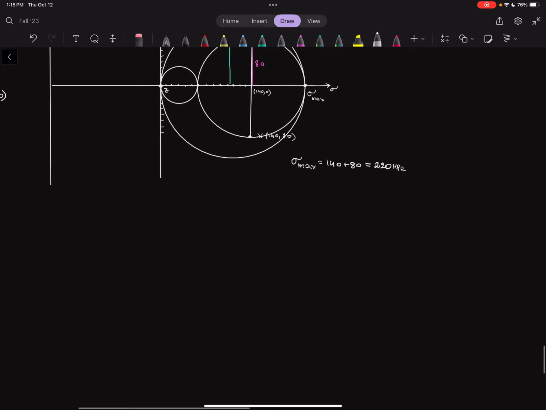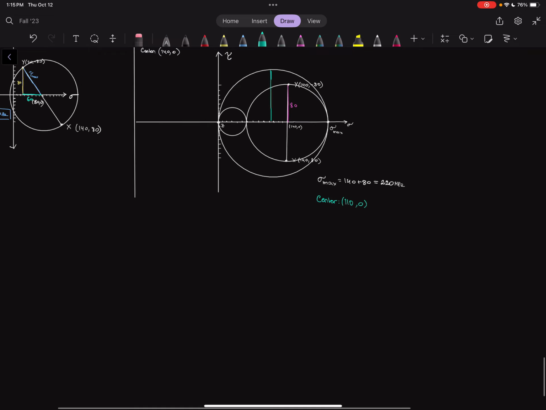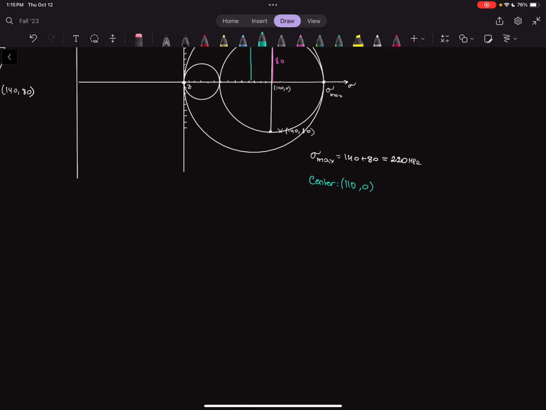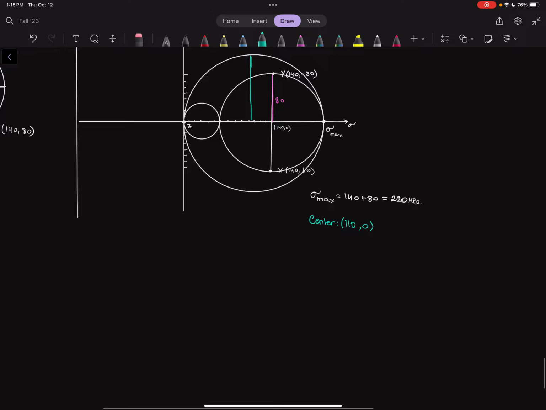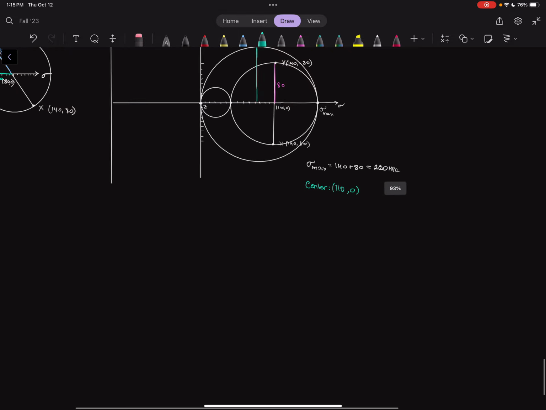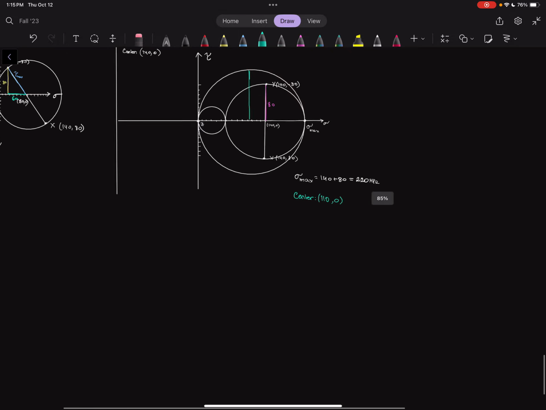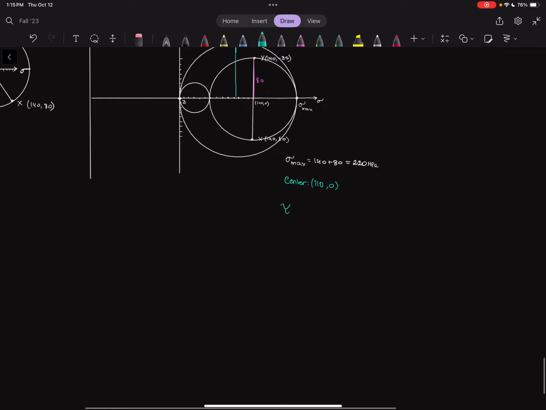And so now we're going to say that at 220, the center of the big circle is going to be 220 divided by 2, which is at 110 comma 0. Now, why is that useful? Well, because we know now that the radius is 110. And so 110 is the largest shear. So tau max, not in plane, is 110 megapascals.